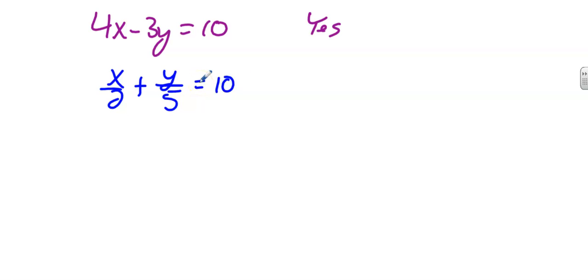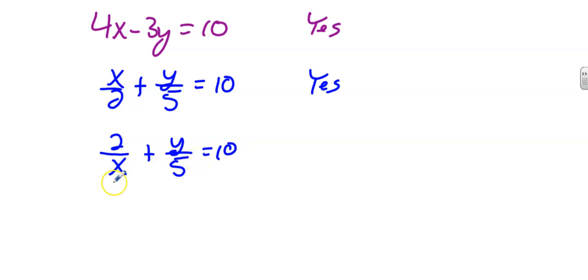x over 2 plus y over 5 equals 10. Now, you've got denominators, but they're whole numbers, constants, so that's okay. That one's still a yes. Now, if you were to switch it up and do something like this, that one would be a no because you've got the x down here. So that one would not be a function.